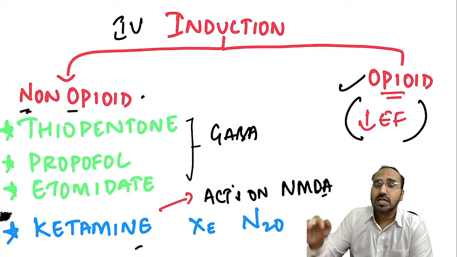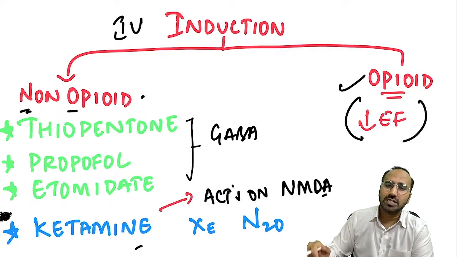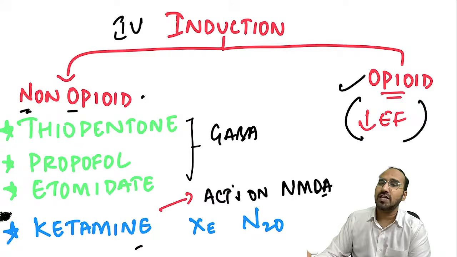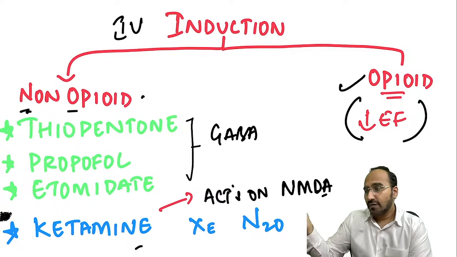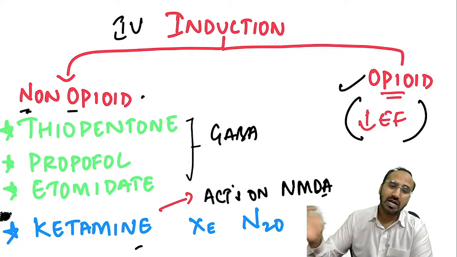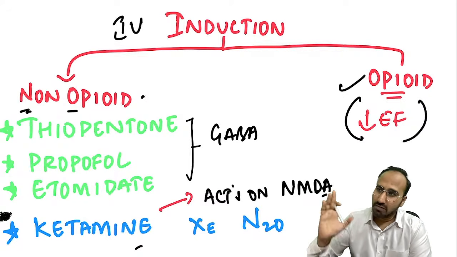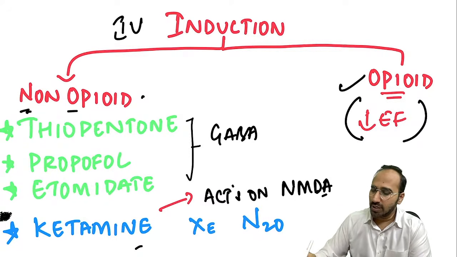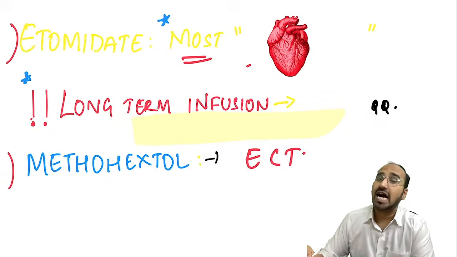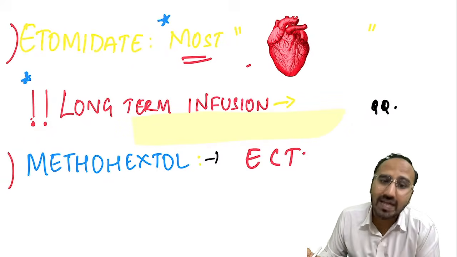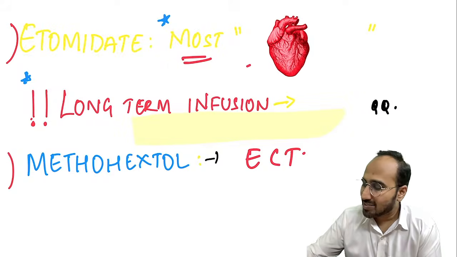But if the patient's ejection fraction is too low, 20%, normal ejection fraction is mostly above 50-55%. If it is 20% or 25%, you go with opioid induction. But if it is between 30 to 50%, then you can go with non-opioid. And the most cardio-stable non-opioid that could be given for a cardiac patient is what, guys? Etomidate. Very, very important.